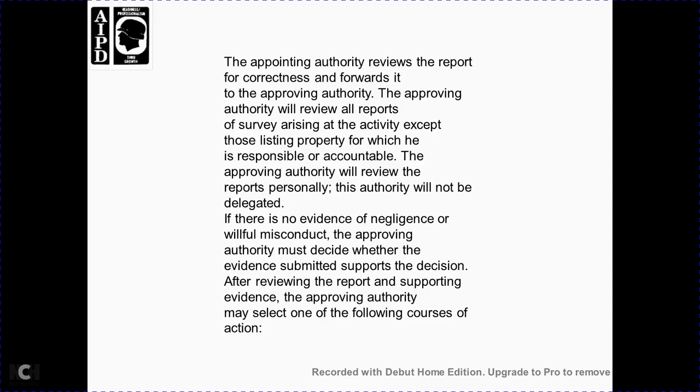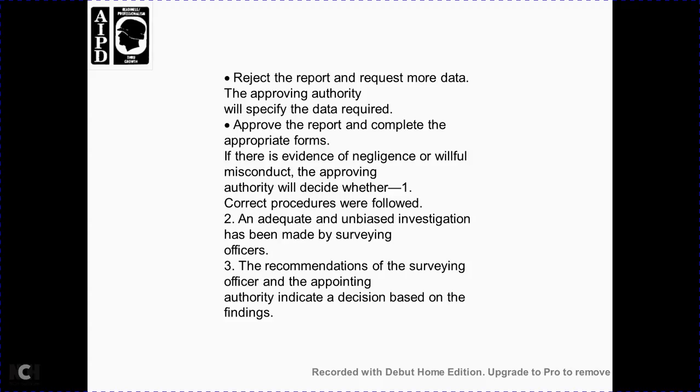No negligence or misconduct. The approving authority must decide whether the evidence submitted supports the decision after reviewing the report with the supporting evidence. The approving authority may select one of the following courses of action: reject the report and direct the investigation be made again; return the report to the appointing authority to reappoint the investigation; or request more data, in which case the approving authority states the specific data required. Approve the report complete with the appropriate form of evidence of negligence or willful misconduct.